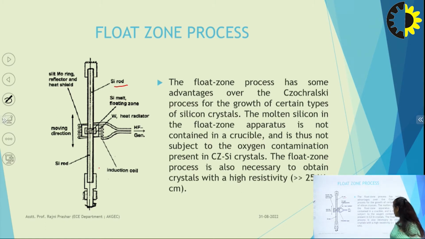So in the float zone process, there are some advantages over the CZ method. For the growth of certain types of silicon crystal, the molten silicon in the float zone apparatus is not contained in a crucible. We have only an RF heater, which we can rotate from upside and downside, and thus it is not subjected to any oxygen contamination, right? So in the float zone process, it is possible to obtain crystal with a very high resistivity, greater than 25 watt per centimeter.